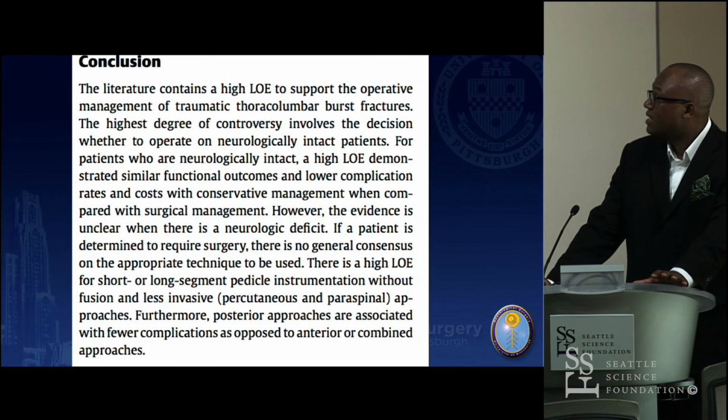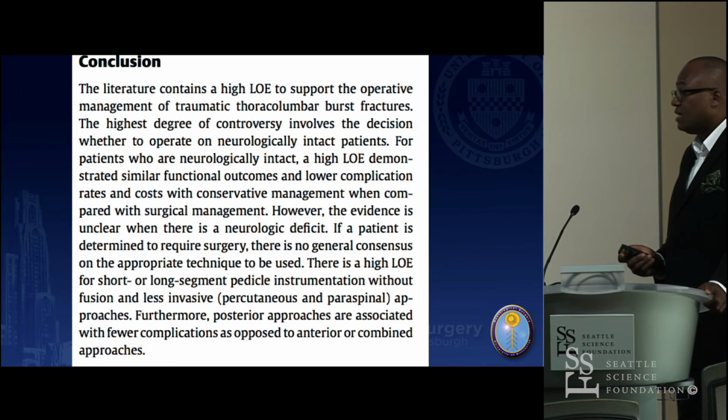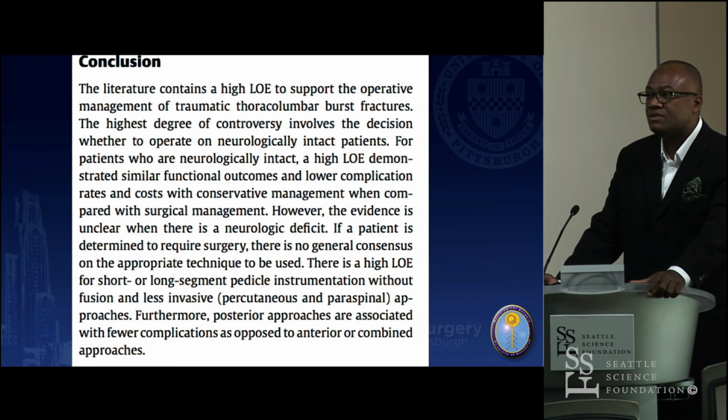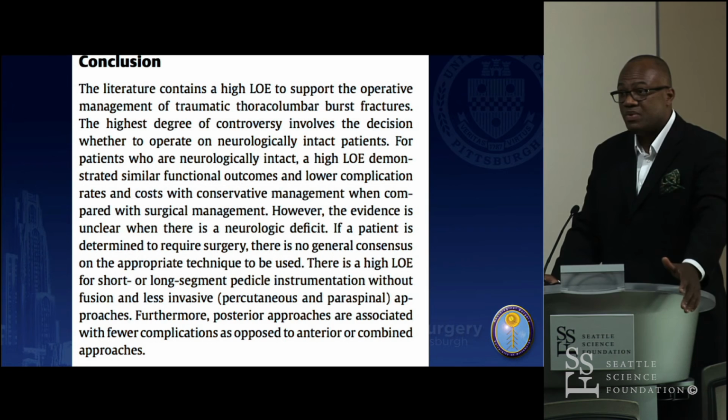But I can tell you that in the best review that I saw, there's a high level of evidence for short or long segment pedicle instrumentation without fusion, i.e. MIS, et cetera, and less invasive percutaneous paraspinal approaches for thoracolumbar injury. The question is, are you taking the implants out at a later date? I kind of sit on the fence with that. If they come in, they're fused, they want implants out, it's rare. In adults, in my opinion, you do over 100, you may get one that wants his implants out. It's more frequent in the pediatric population.